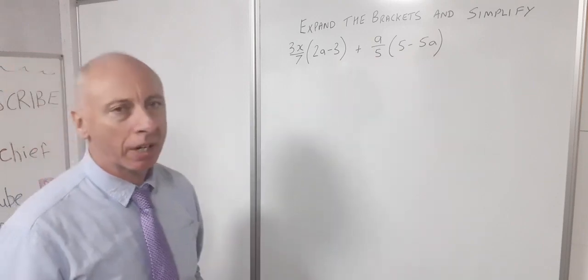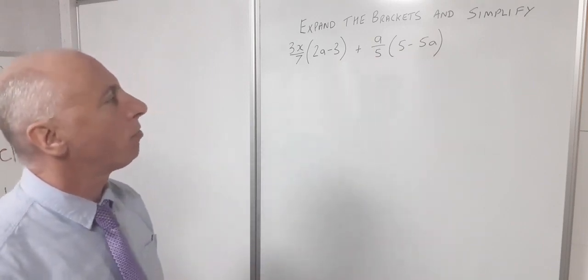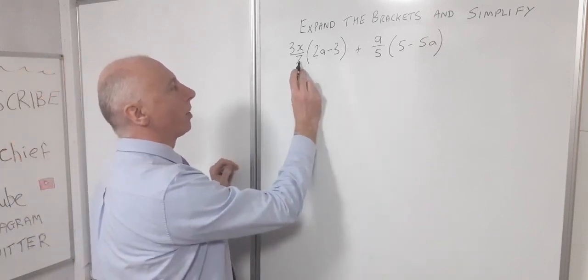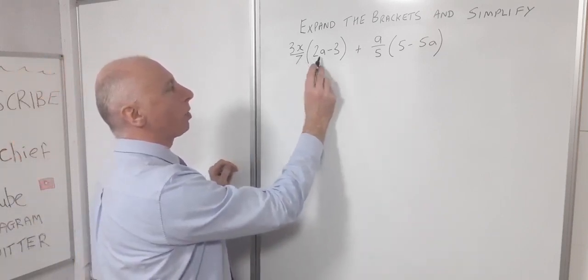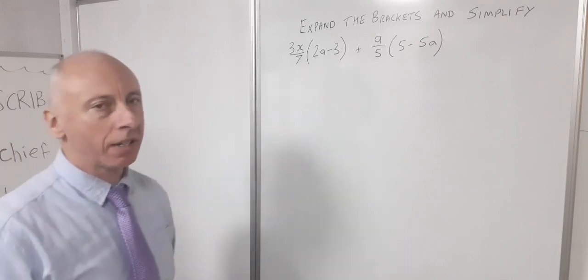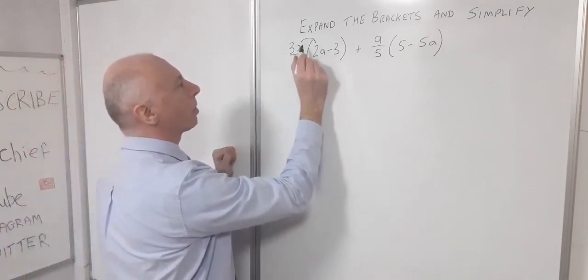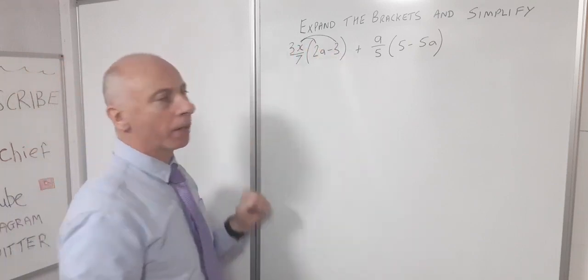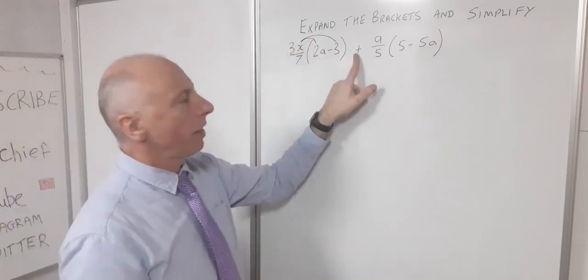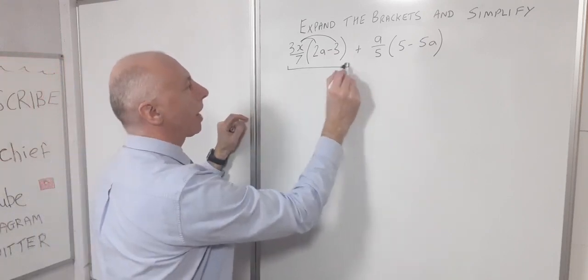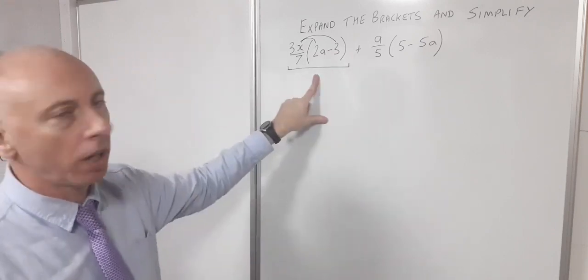So to expand the brackets, basically what it means is we try and write this without our brackets in it. To do that, the term outside the brackets, we distribute it with everything in the brackets. That means multiply it. So 3x over 7 we times by 2a, and we also multiply it by the minus 3. Then the plus sign means we have to stop there. That's by the rules of BIDMAS. So that will stay as one part of the question.